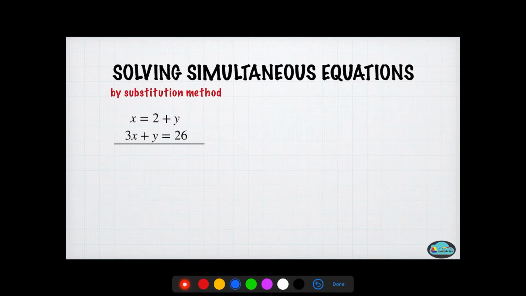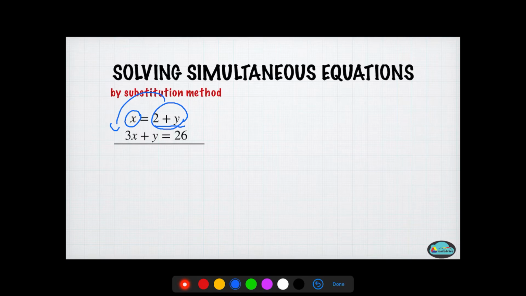What is the substitution method? When we have one letter as the subject of the formula, it's like isolated already, x is equal to something in terms of the other variable, or y is equal to something in terms of the other variable. If that is the case, it will be easy for us to substitute this whole expression into the other equation and get one equation with one variable so that you will be able to solve it.